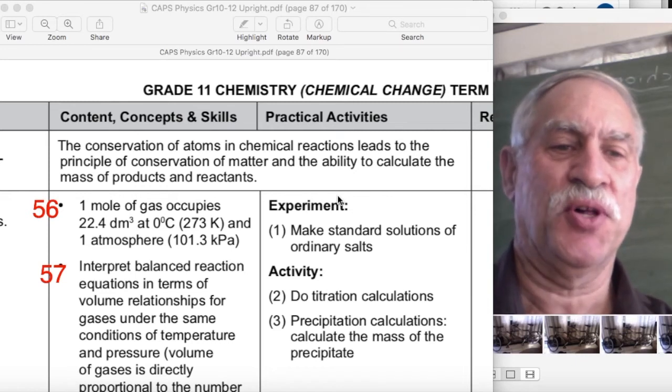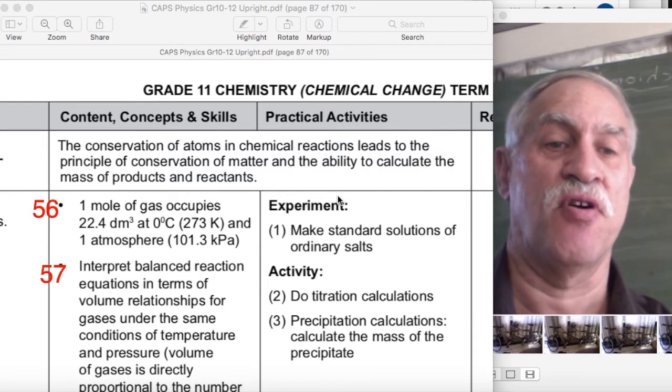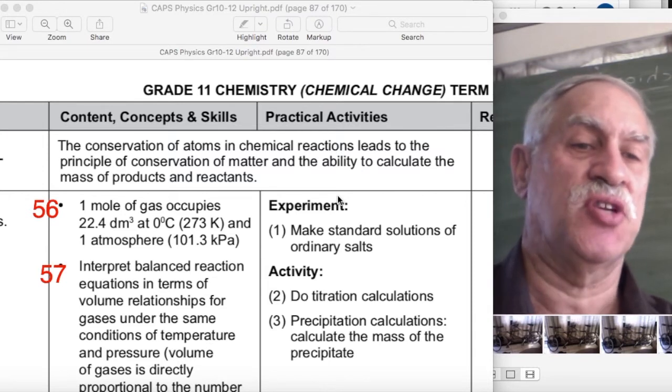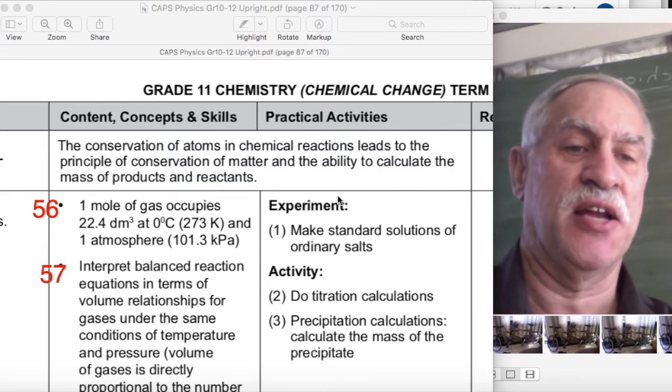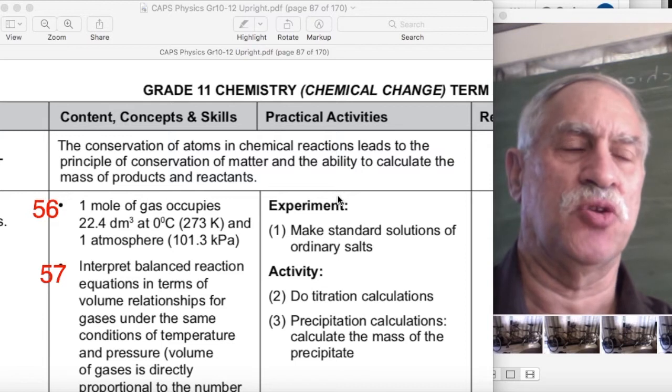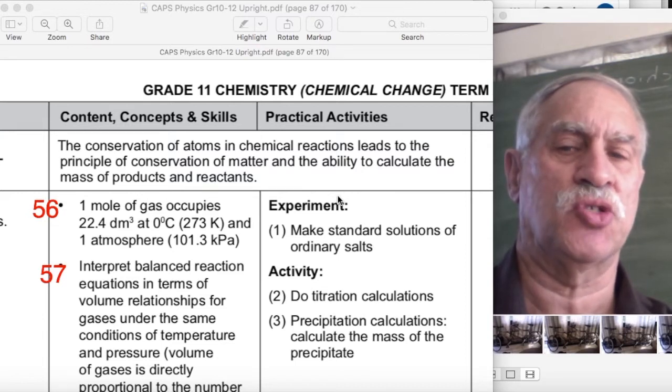Well, hello all. It's day 3 of the coronavirus lockdown, and today we're continuing with grade 11 work, stoichiometry. Now, you might ask, why are we doing stoichiometry? Shouldn't we be doing what is at the start of the term's work, which is light passing through glass?